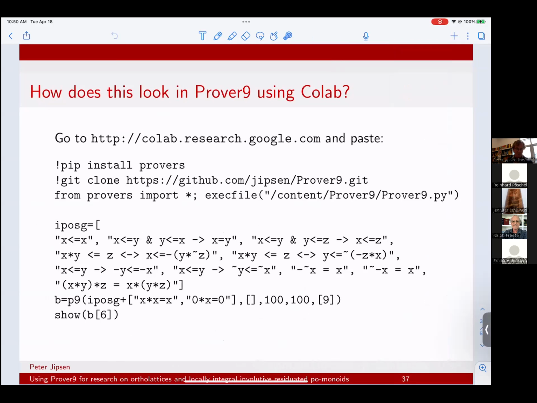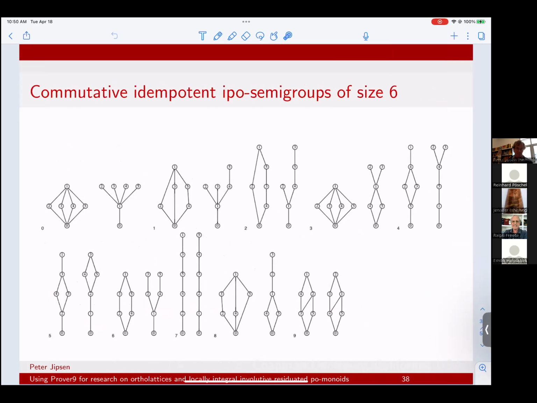Here's what this looks like in Prover9. Again, you get it to get installed on Colab by these 3 lines, so ignore those, but use them. And then here's the axiomatic theory, and it's just listing out the axioms of IPO monoids with the addition of some idempotence here, and something that helps a little bit if you want to find all the 9-element models. And here I'm showing just the 6-element ones. And that's the list. That's the same picture that previously I made again with Tikz. This is for the 6-element ones.